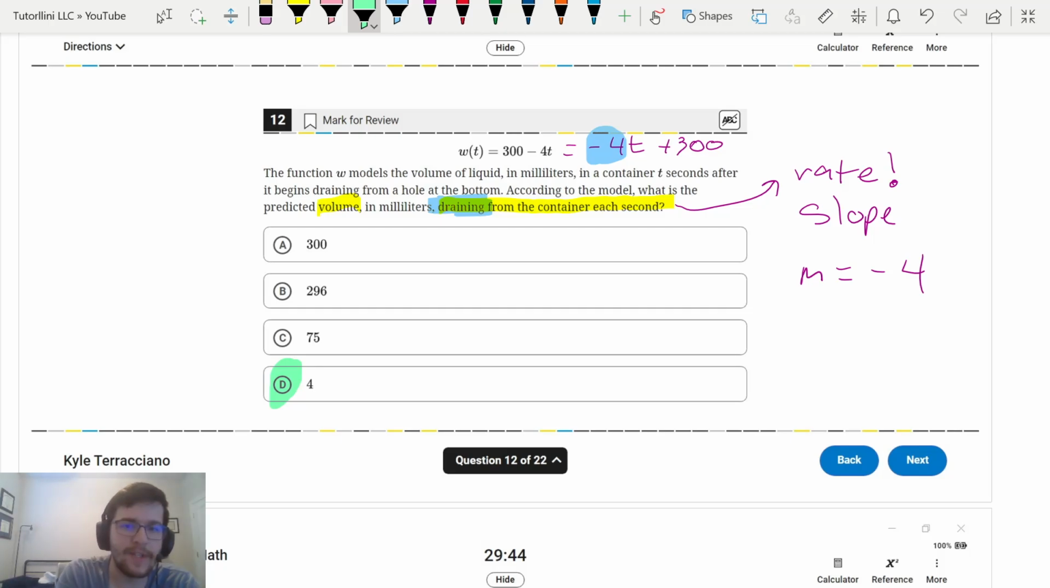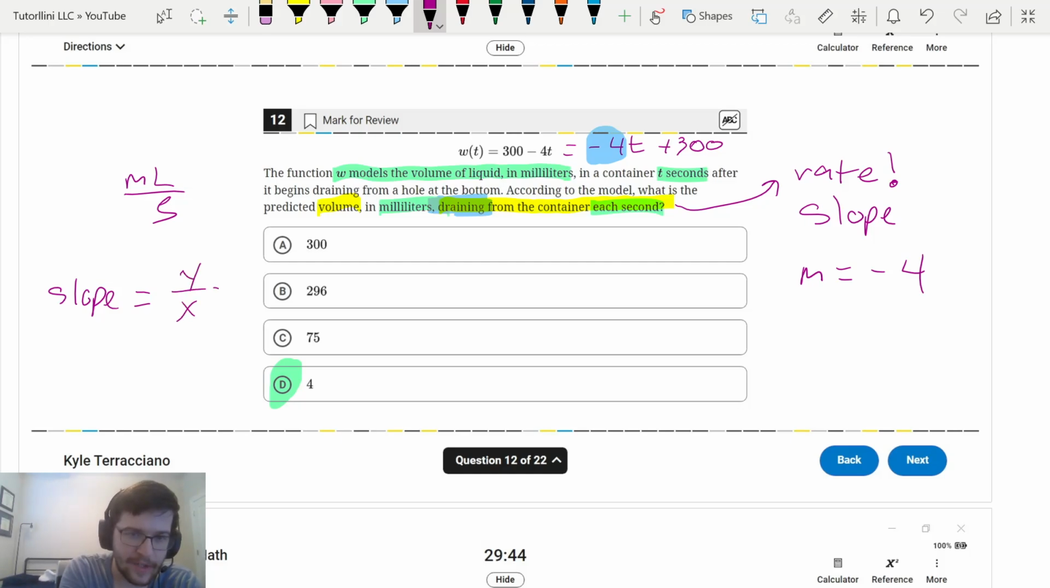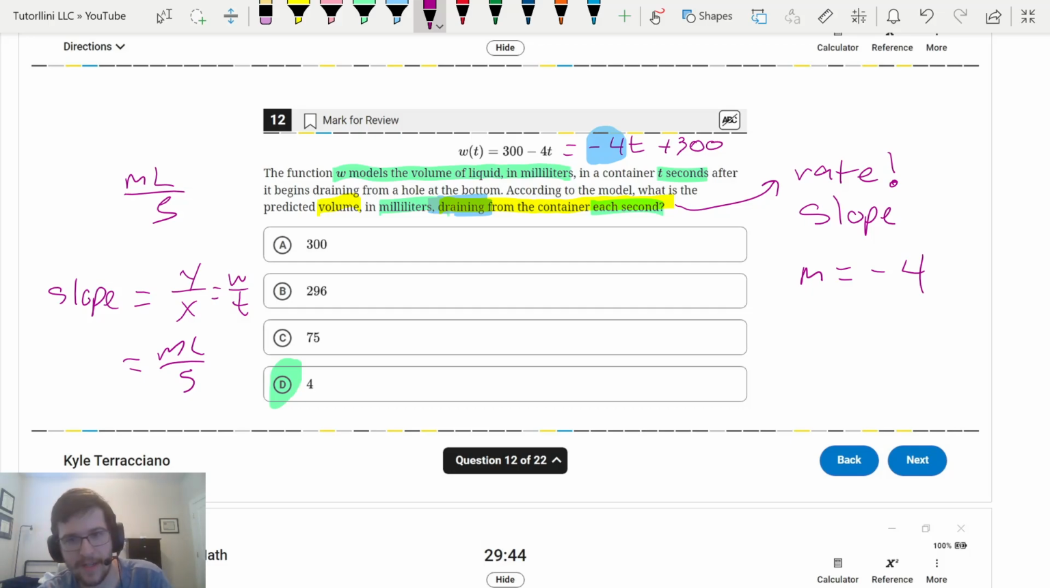Do you see how the units say milliliters each second? One way to write that would be milliliters per second. And see how W has units of milliliters and T has units of seconds. So slope always has units of y over x. In this case, W over T, which is milliliters per second. That's another way to figure out that they're asking for the slope, if you see units of y divided by x.